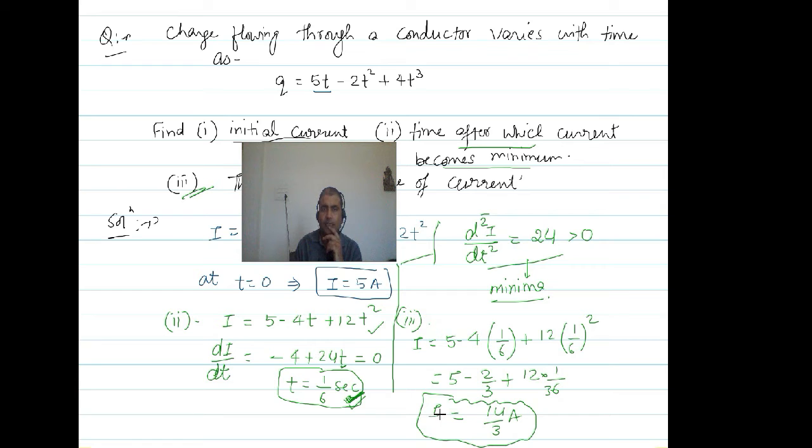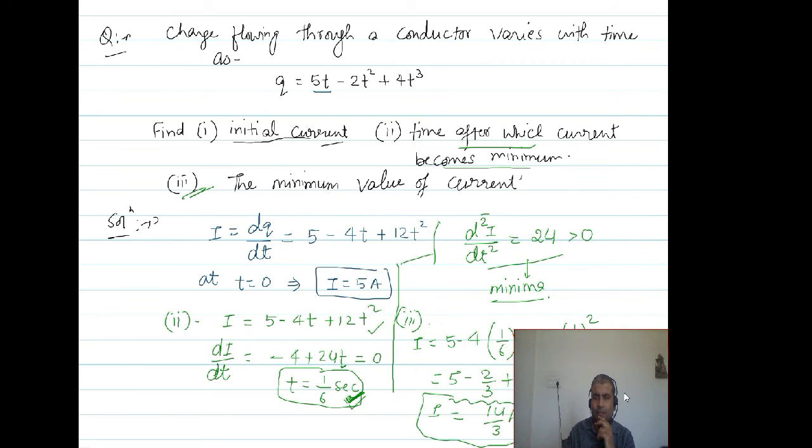So this is the minimum value of current. Got it? This is very simple problem. This is actually not the problem of current. If you see this properly, you will see the profile of maxima and minima only.